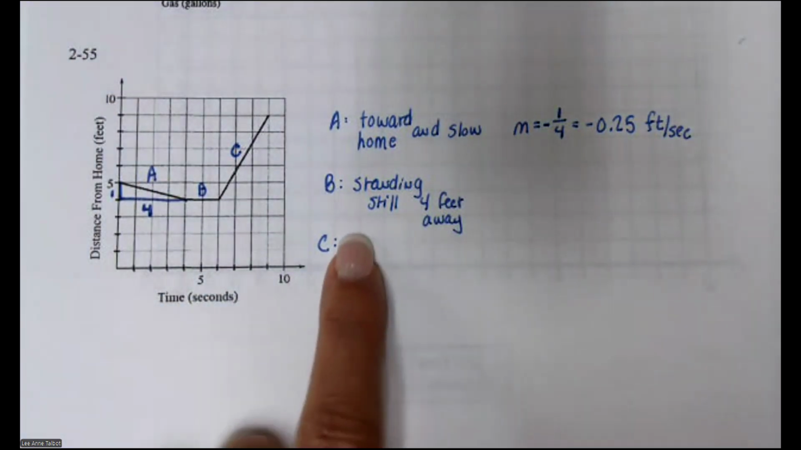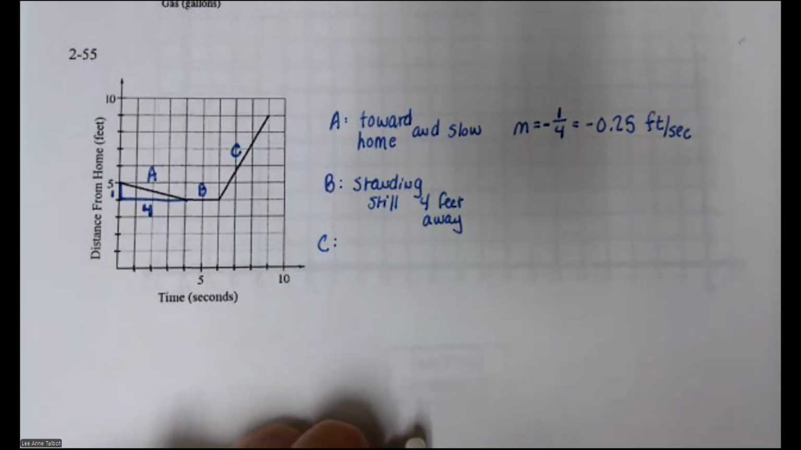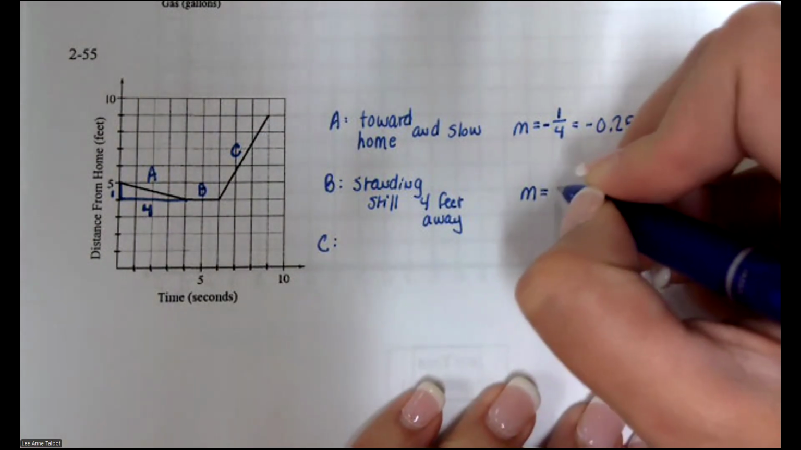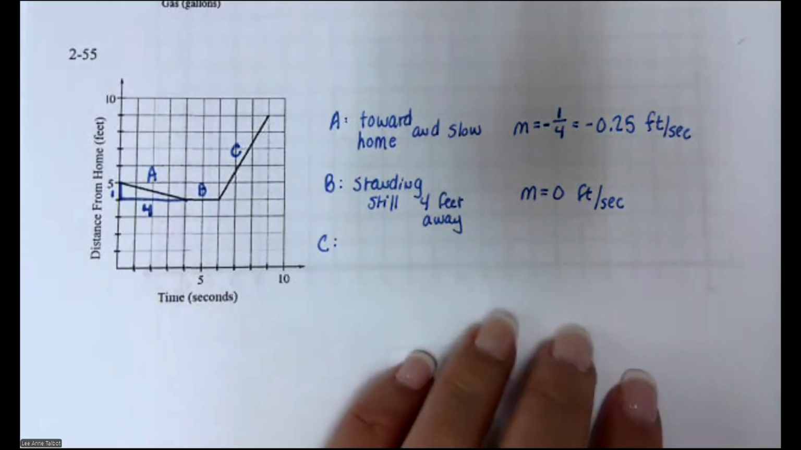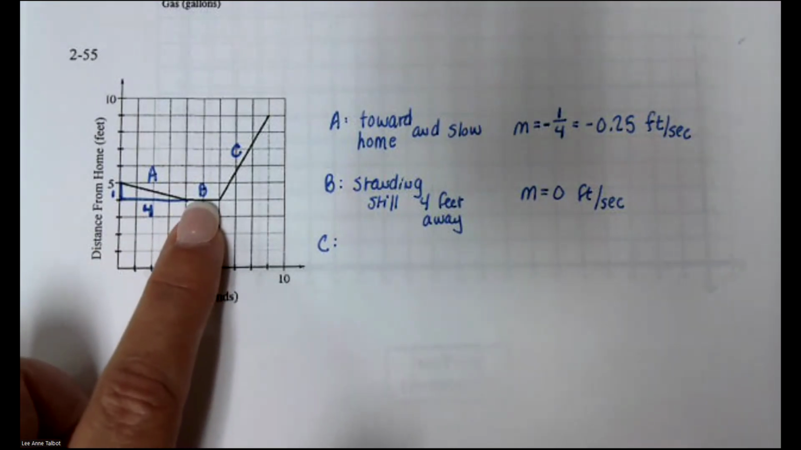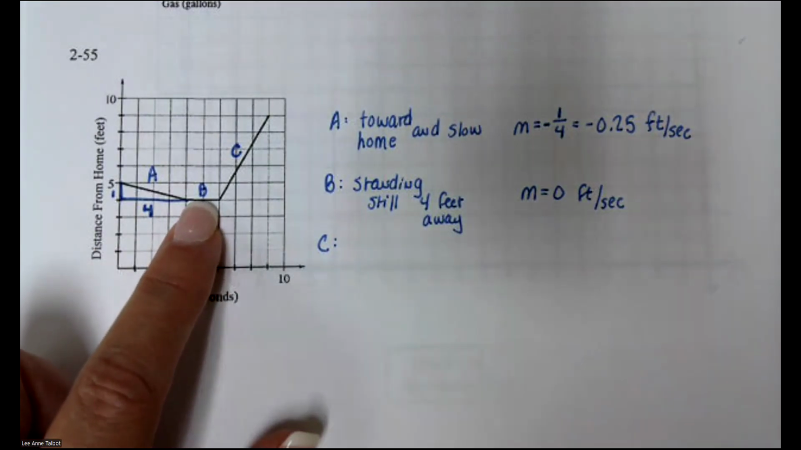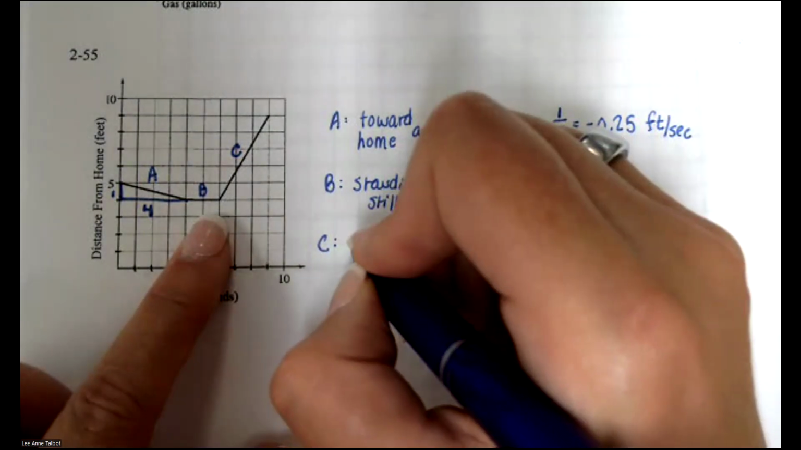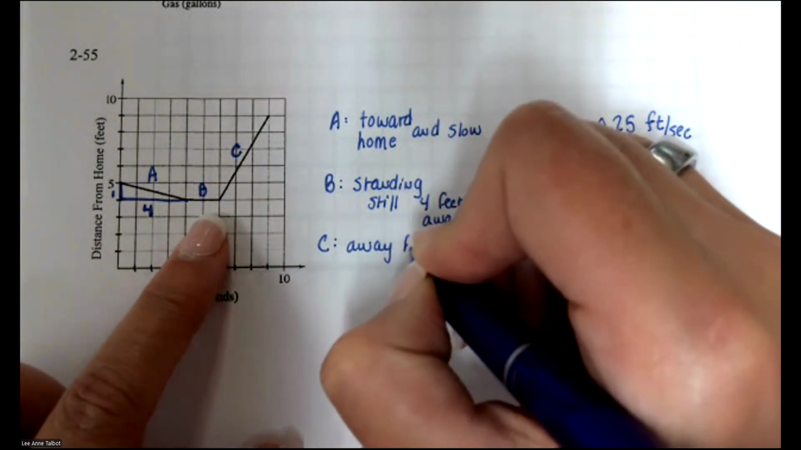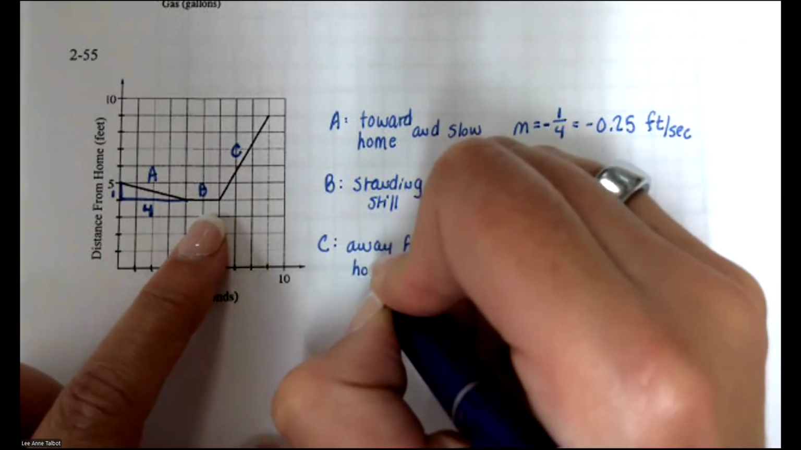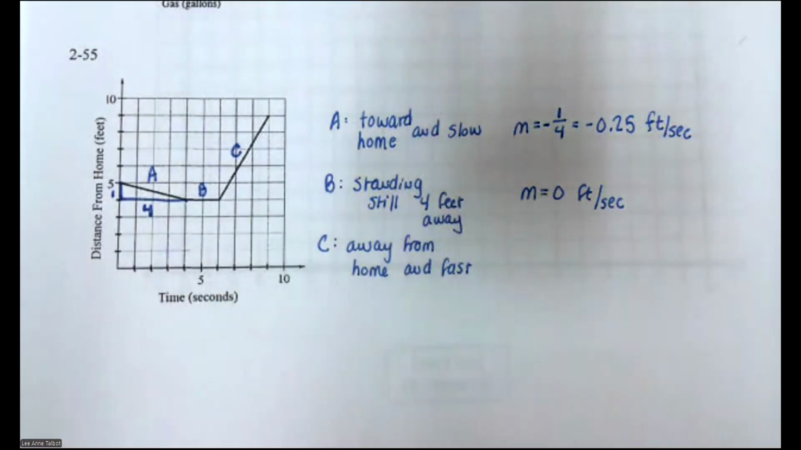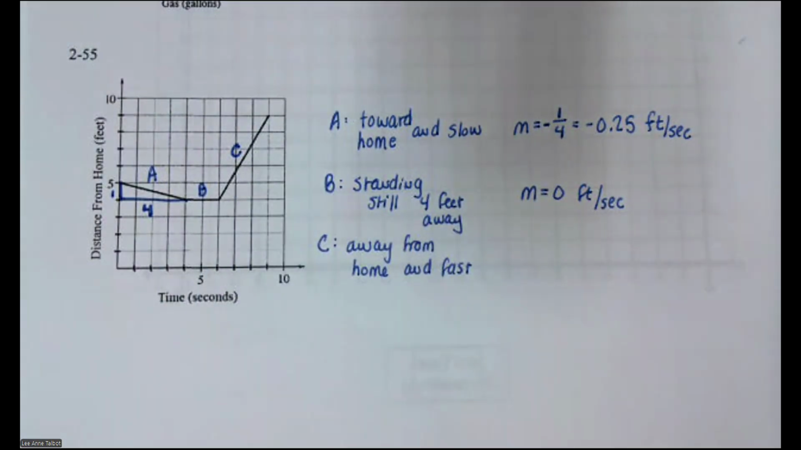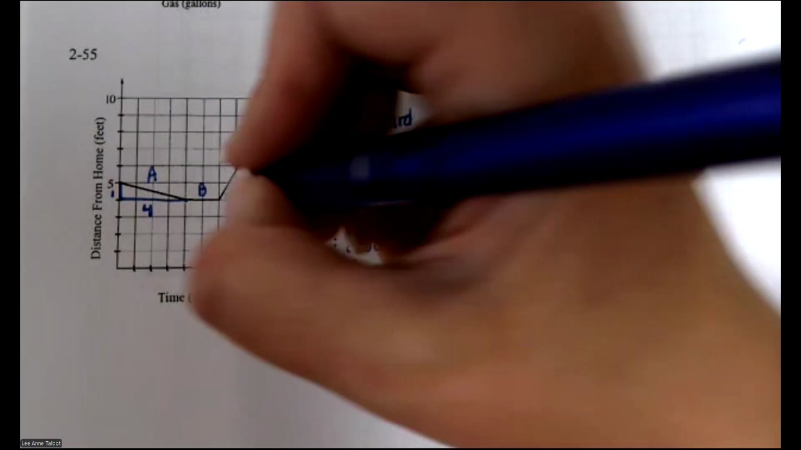They remain 4 feet away from their home. Okay, and the slope is 0 feet per second. You can just tell right away because it's flat. Okay, then part C is away from home and fast.